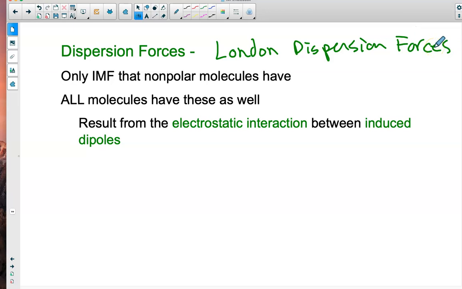But we'll just call them dispersion forces. And these are the only type of intermolecular force that nonpolar molecules have, but all molecules have these, whether they're polar or not. And so this type of IMF results from an electrostatic attraction or interaction between induced dipoles. So I need to explain what we mean by induced dipoles.